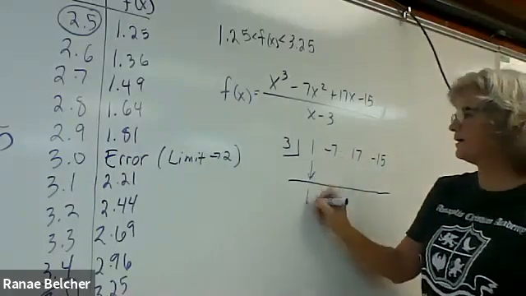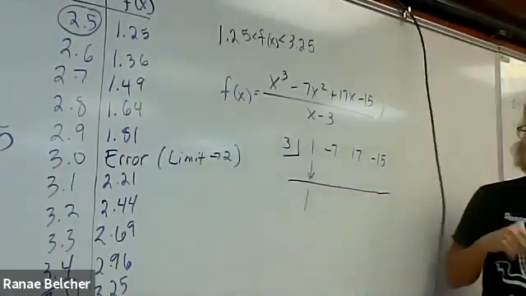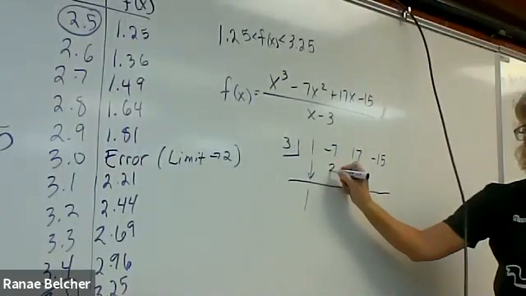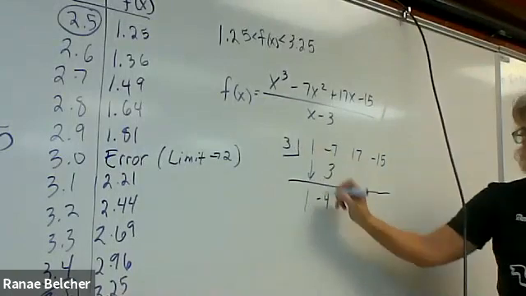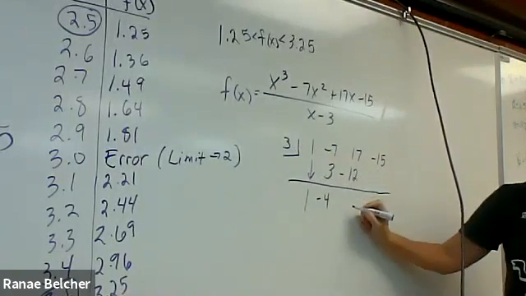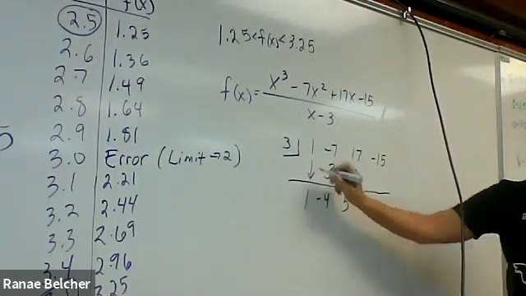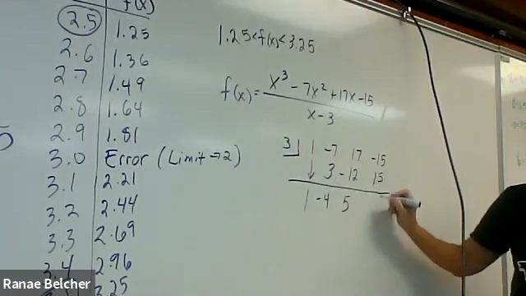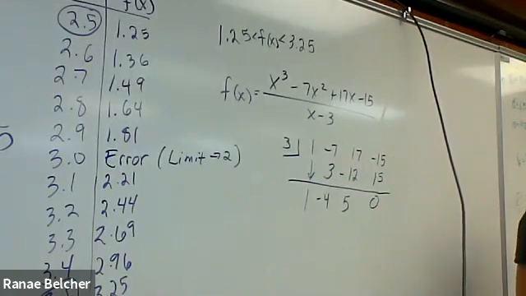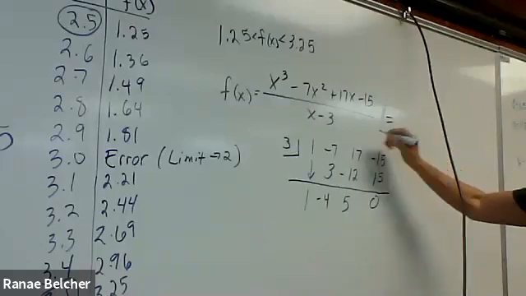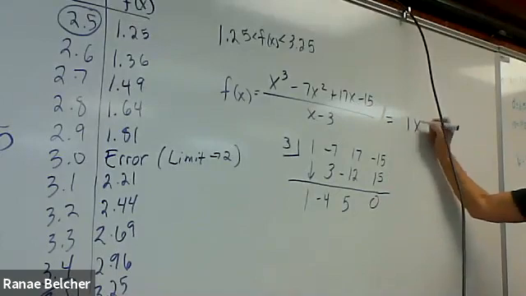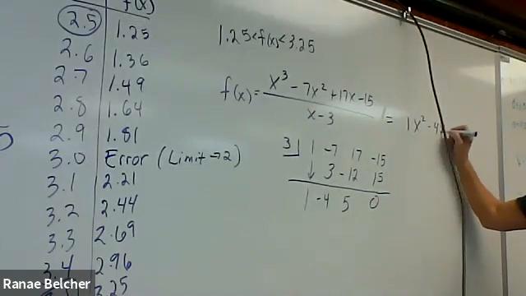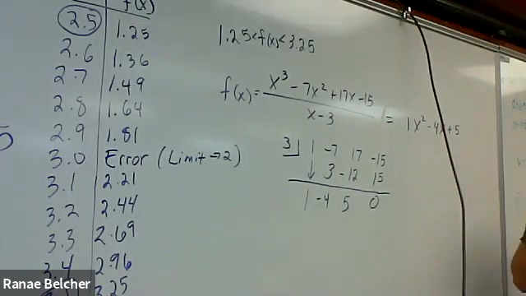So bring the 1 down. Then we multiply 3 times 1 is 3. And we add those, negative 4. 3 times negative 4 is negative 12. Then we add that and we get 5. 3 times 5 is 15. And we add those, we get 0. We love synthetic division, which means that when you simplify this whole thing, you end up with x squared minus 4x plus 5, right?